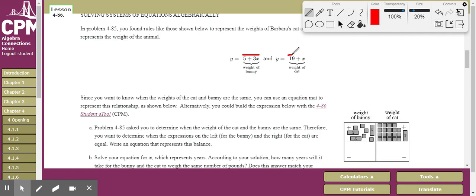And this here is the weight of the cat. So I add 1 pound each year to 19. So what I know is that these two will be equal at some point, and that's what I'm going to do, is set them equal.